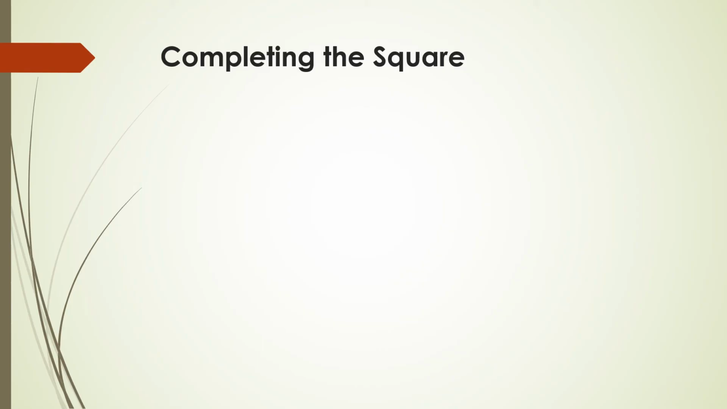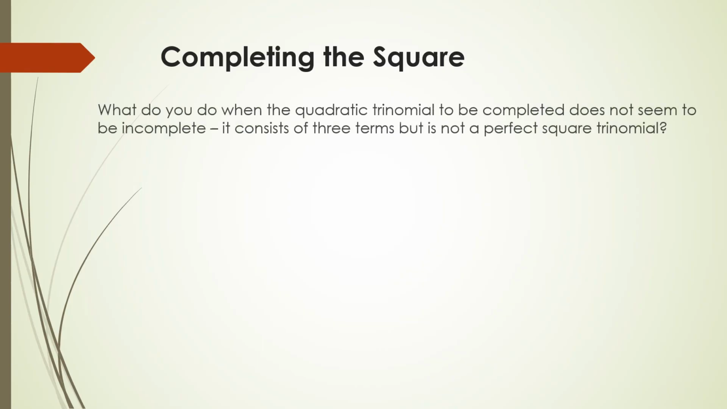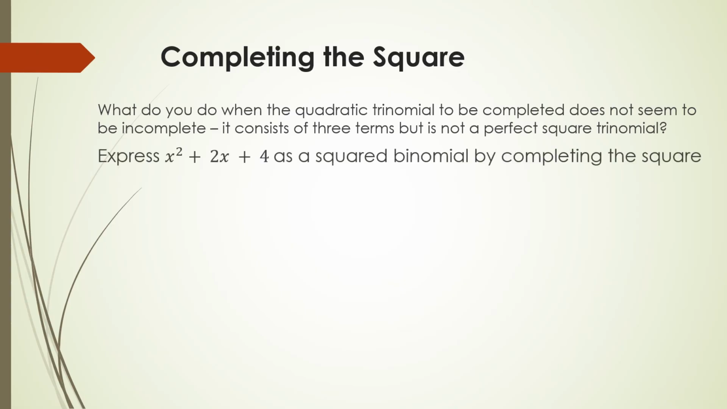Sample number 3. What do you do when the quadratic trinomial to be completed does not seem to be incomplete? It consists of 3 terms, but it is not a perfect square trinomial. So, yung tatlo yung term niya, pero hindi naman siya kino-consider as perfect square trinomial. Bakit hindi siya ma-consider as perfect square trinomial?